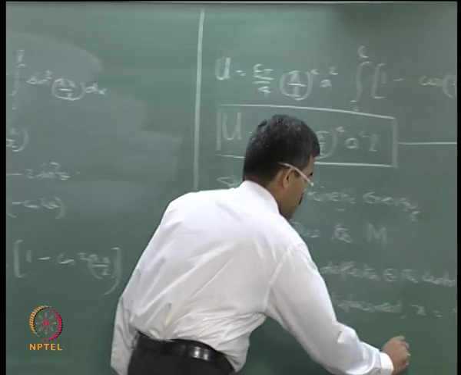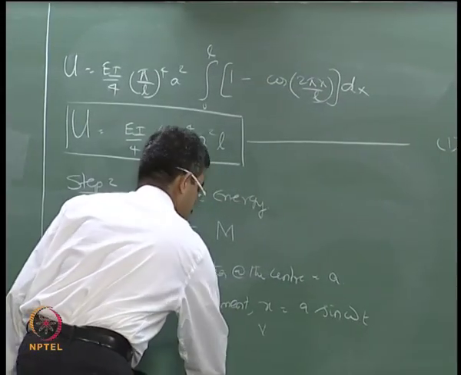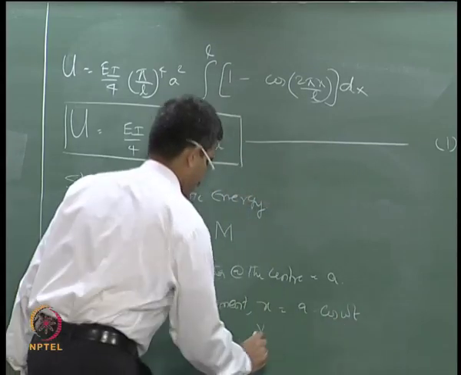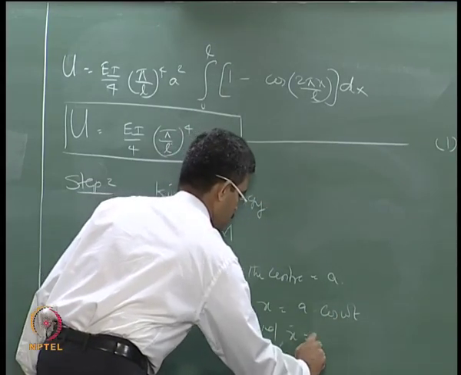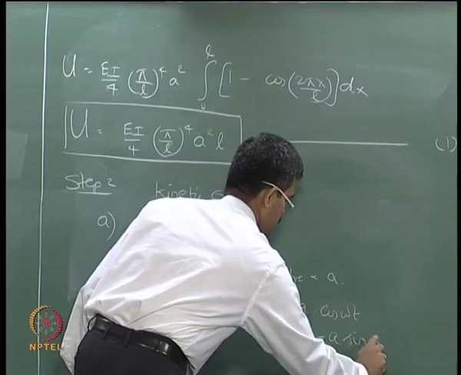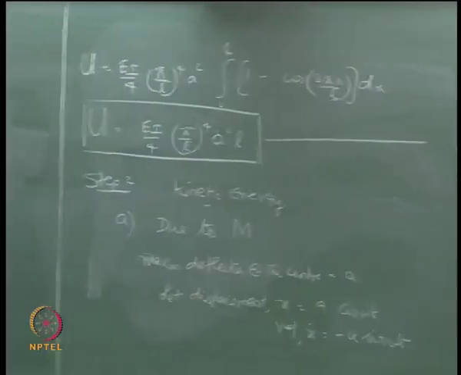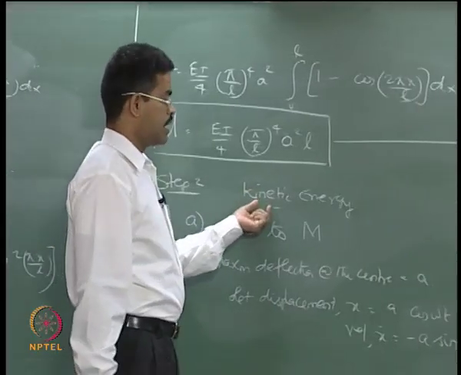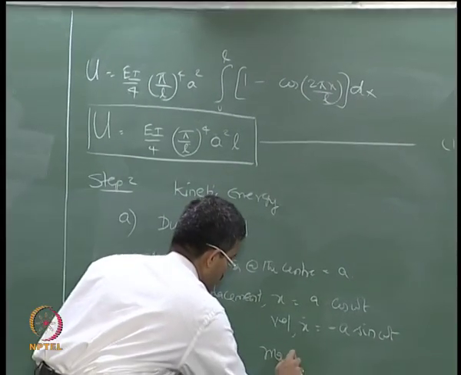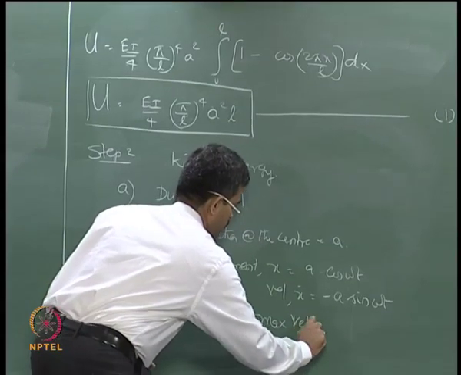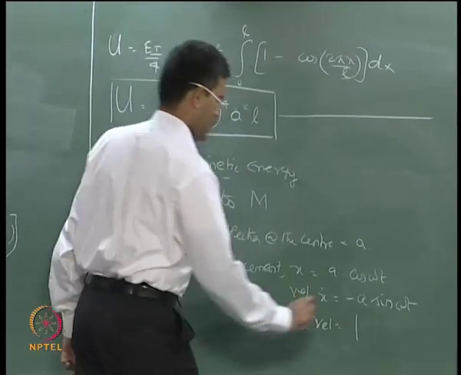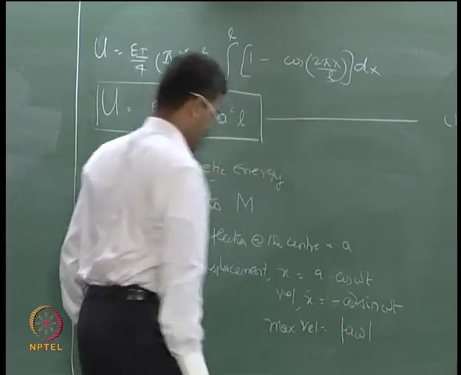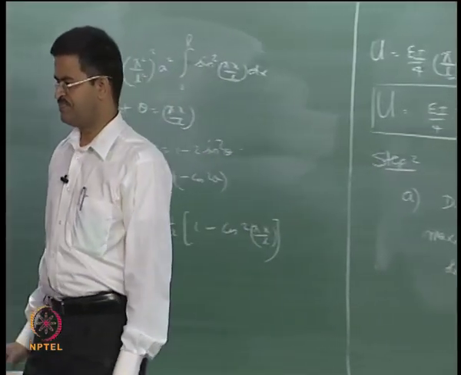And of course, the velocity, let us take it as cos omega t, velocity which is x dot, minus A sin omega t. I am looking for the maximum velocity, I am looking for the maximum kinetic energy. Therefore, the maximum velocity can be the magnitude of minus A omega.